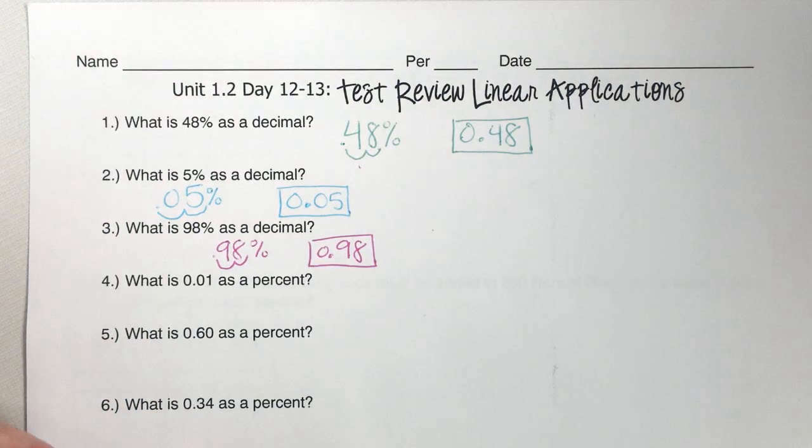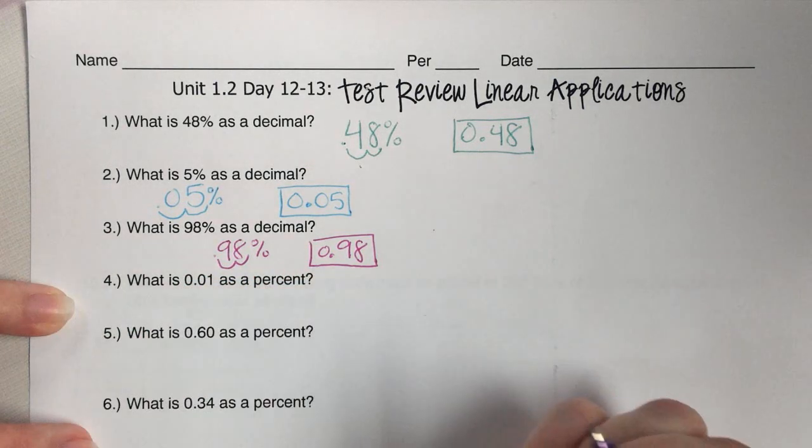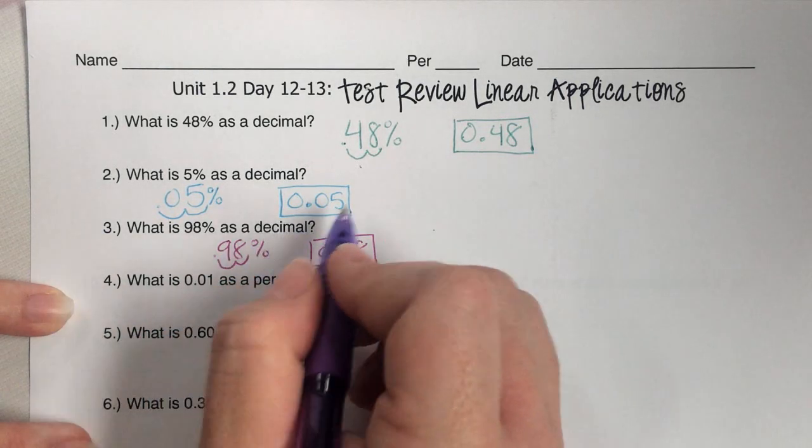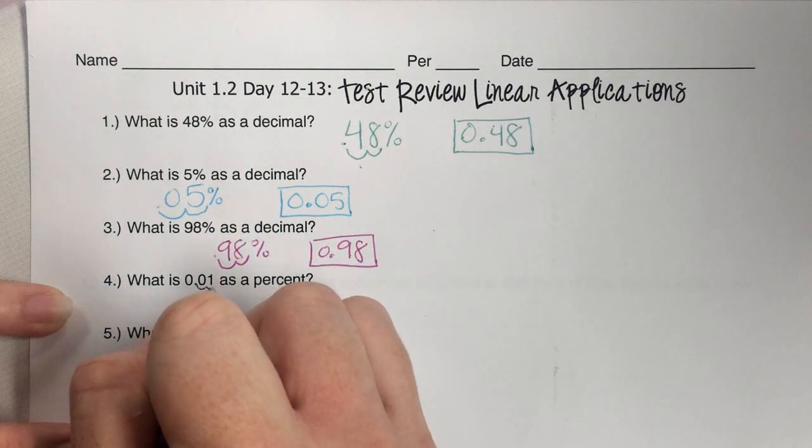Okay, so there's turning a percent into a decimal. So now let's turn a decimal to a percent. So we're going to move it now to the right. We're going to do the opposite. So we moved it to the left to turn it into a decimal, and the right to turn it into a percent. So 1, 2.